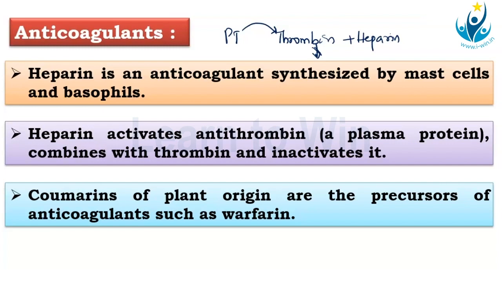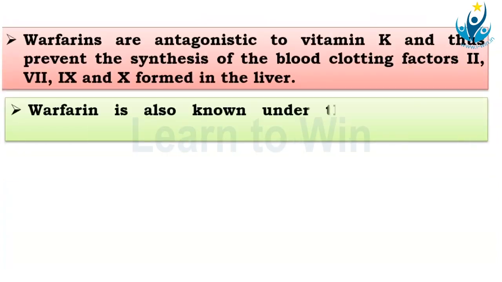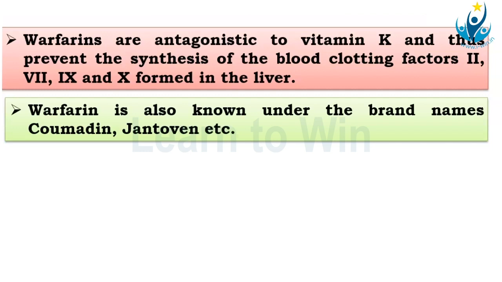Okay, another one is coumarins, which are of plant origin, and warfarin is also an anticoagulant. Right, warfarins are antagonistic to vitamin K, thus preventing the synthesis of blood clotting factors 2, 7, 9 and 10 in the liver. Warfarin is available under the brand names Coumadin and Xanthovin.